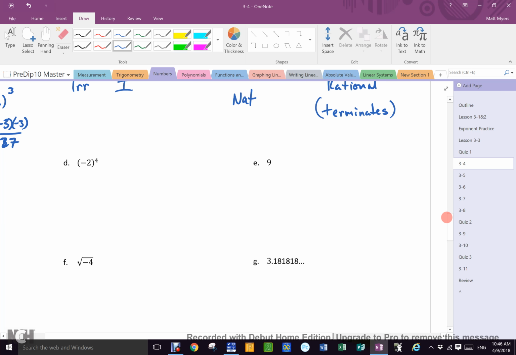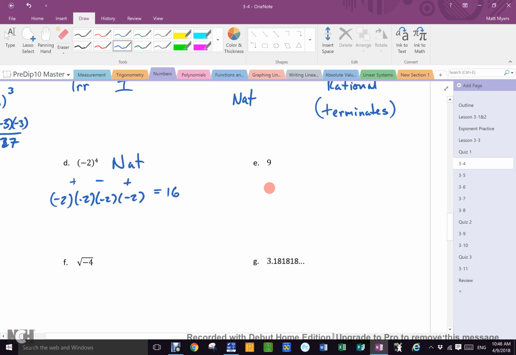Okay. What about the next one? D. I didn't put anything for it. I forgot what it is. It is natural. Why? That's what your quiz is on tomorrow. Everyone should know this. Because it equals a positive number. Negative 2 four times: negative times a negative is positive, times a negative is negative, times a negative is positive. So it ends up being positive 16, which is natural.